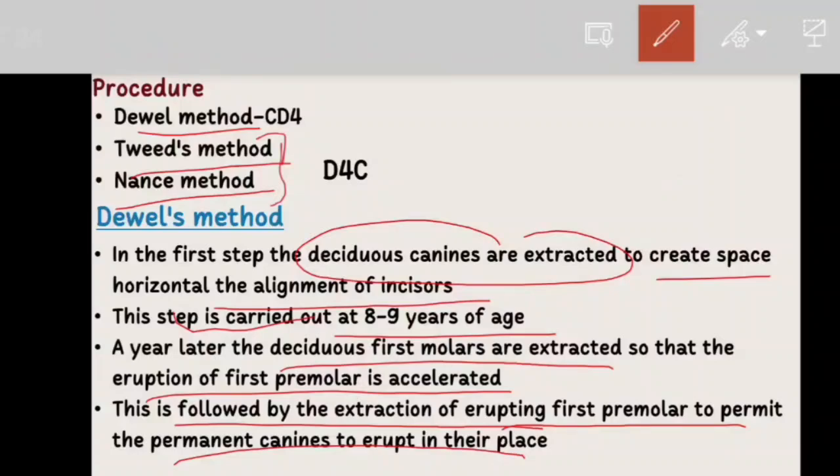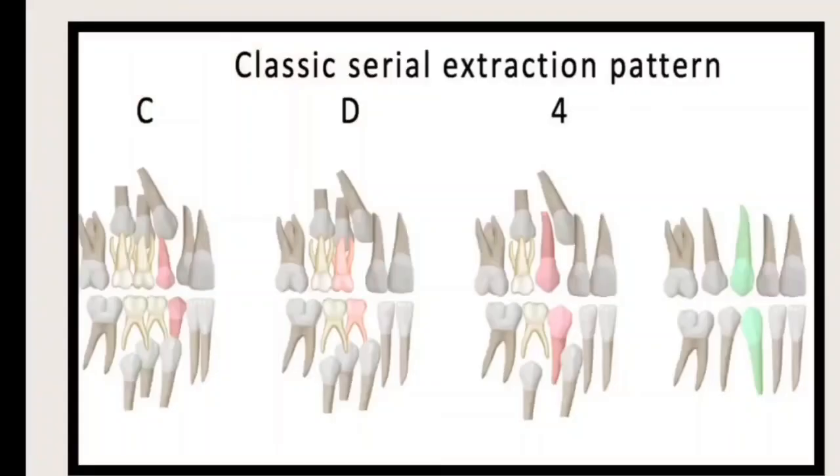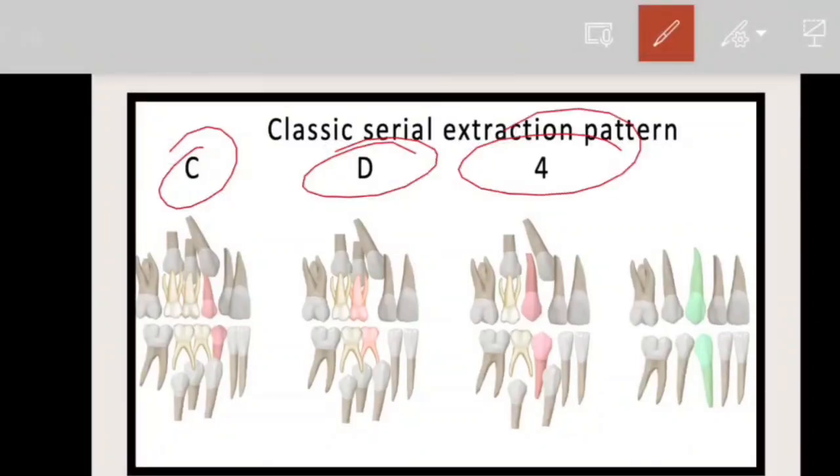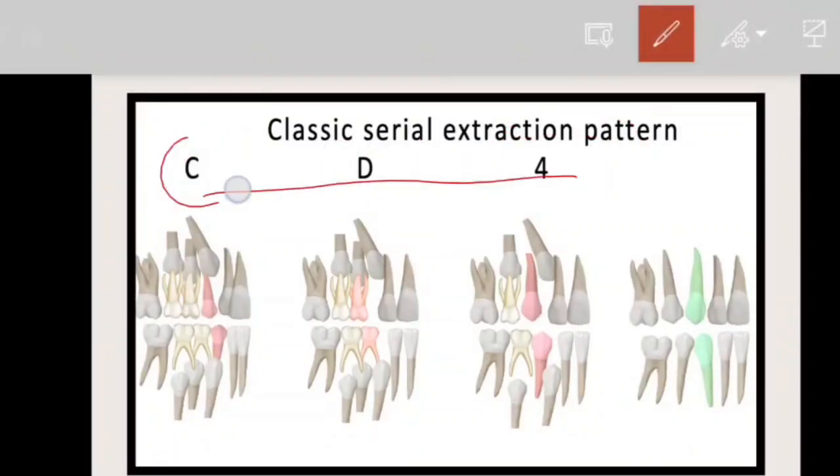Okay. So here is the diagram you will see. CD4. Okay. CD4. You will remember this one, CD4. So the C means first we remove the deciduous canine, then we align the incisors. Then after removing the deciduous canine, we go for removing the deciduous first molar, which speeds up premolar eruption.